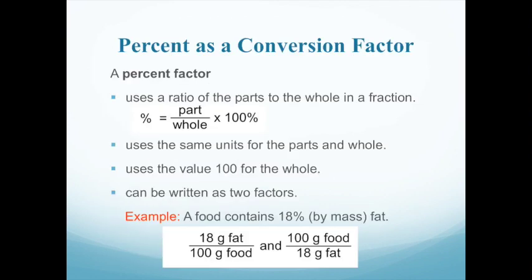So, you can also use percent as a conversion factor. A percent factor uses a ratio of the parts to the whole in a fraction. So, we all know how to calculate a percent. It's the part divided by the whole times 100. It has the same units for the parts and the whole, and therefore is unitless itself, and can often be written as two factors. So for instance, if a food has 18% fat by mass, that means it has 18 grams of fat per 100 grams of food. And conversely, 100 grams of food has 18 grams of fat.